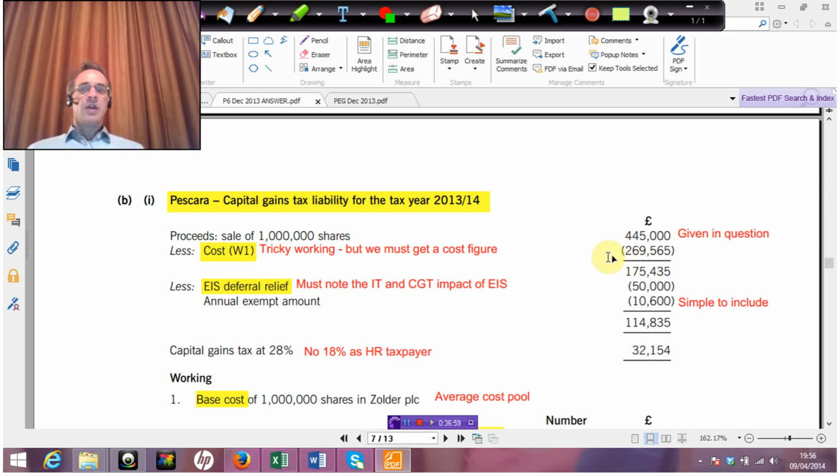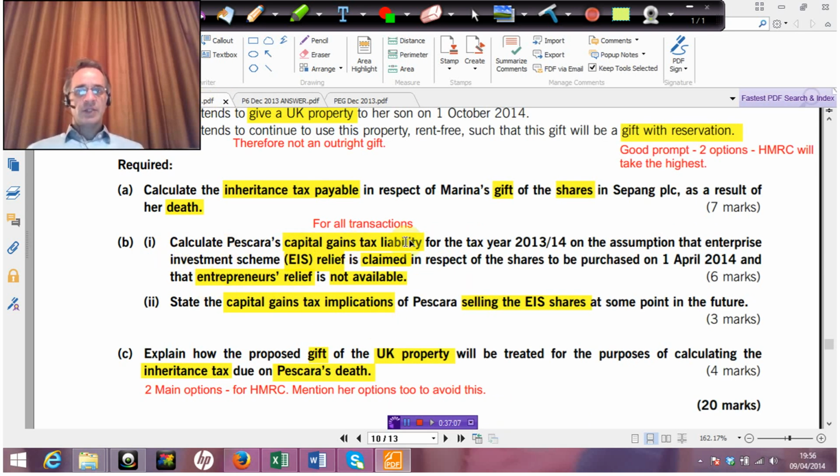So let's just say, hypothetically, I'm not suggesting that you do this, but let's just say that you were looking at this question, you saw, well, it's a CGT liability, it's got EIS, and there's some trickiness in relation to cost.